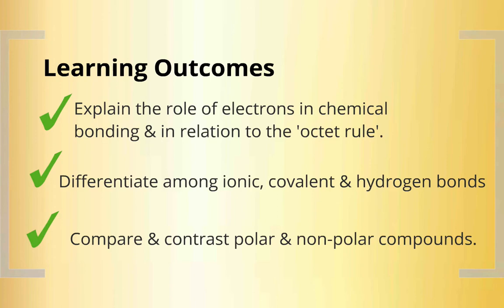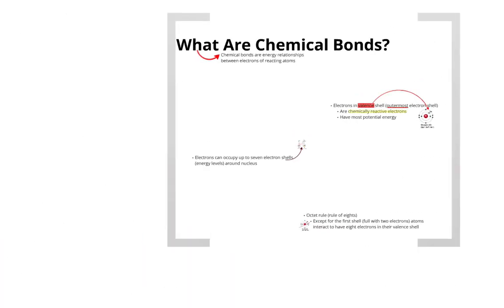Next, you need to be able to differentiate between 3 main kinds of bonds that we'll talk about: ionic, covalent, and hydrogen bonds. And then toward the end, we'll take a look at a particular kind of covalent bond known as either polar or non-polar, and that depends a little bit on how the electrons are arranged in the molecules. So those are what we ought to get out of the day today.